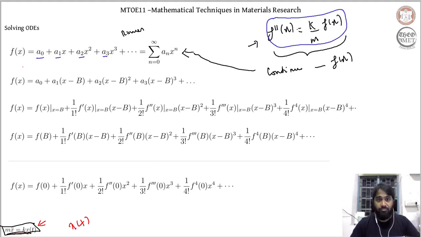One is my variable, another is the coefficient. If I'm able to ascertain the coefficients based on the original problem that I have set up, then this f of x will turn into my solution.